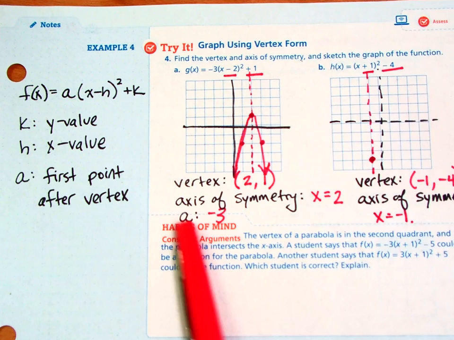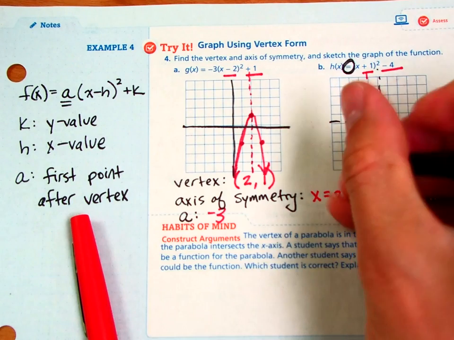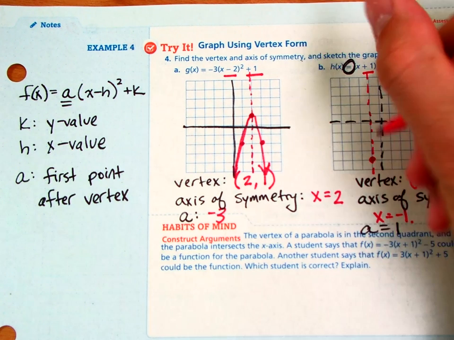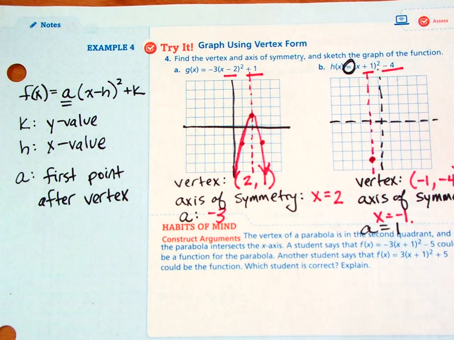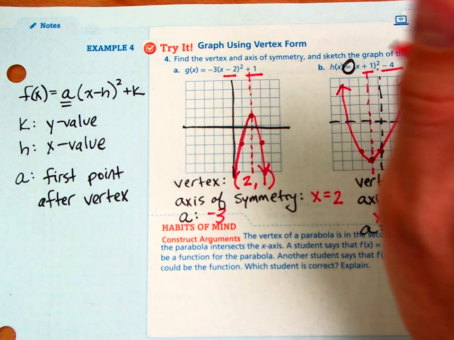And my a value, notice there's no number out in front of the parentheses. So what do we assume that it is? It's going to be 1. So for the graph, that means when I go right or left 1 point from the vertex, I'm going to go up 1. And we're going to draw our U-shaped graph, our parabola, going through all of those points.